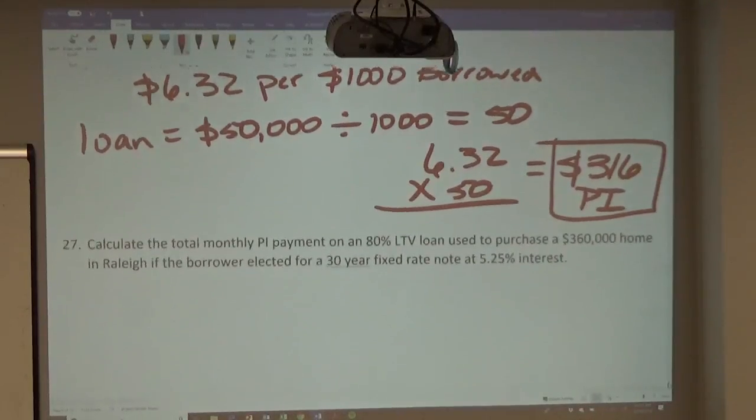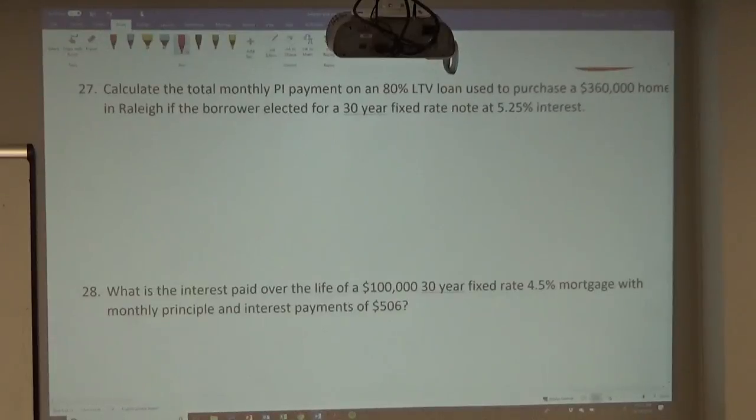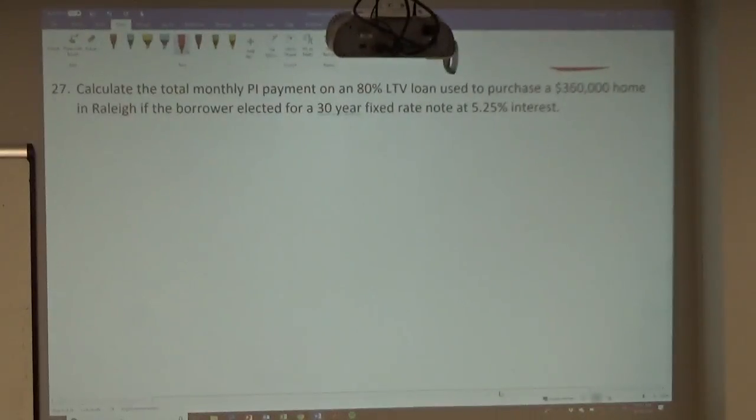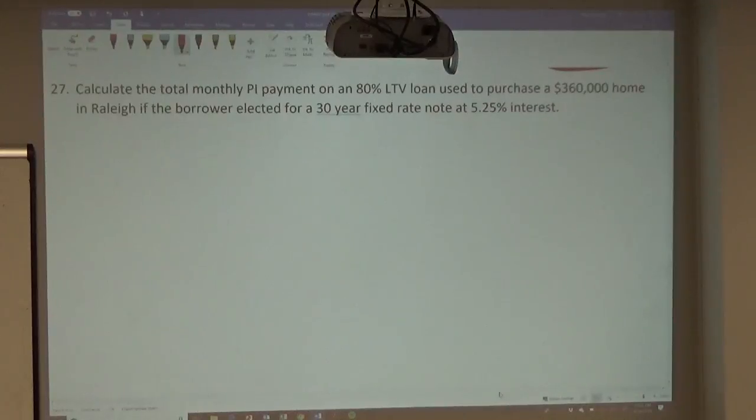Number 27 asks us to calculate the total monthly PI payment on an 80% loan-to-value loan, which is used to purchase a $360,000 home in Raleigh, assuming the borrower elected for a 30-year fixed-rate note at 5.25% interest. This is very much similar to what you might expect to see on a test question, because it's combining a bunch of things. They want to know the PI payment.